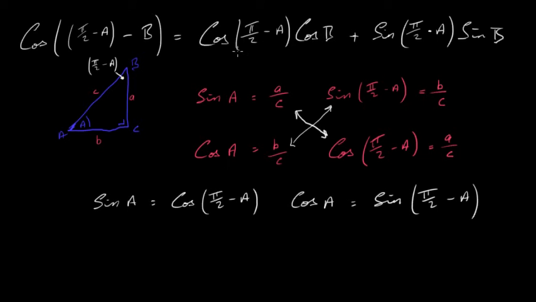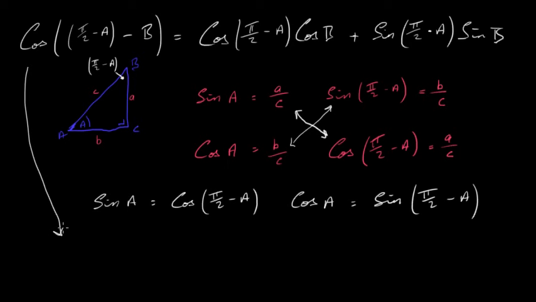equations here now. We see we have a cos of pi over 2 minus A. We know that that's equal to sine of A. So instead of this here, we can write sine of A. We have a sine of pi over 2 minus A. We know that that's equal to cos of A. So instead of this, we can write in cos of A. So that's what I'm going to do down here.